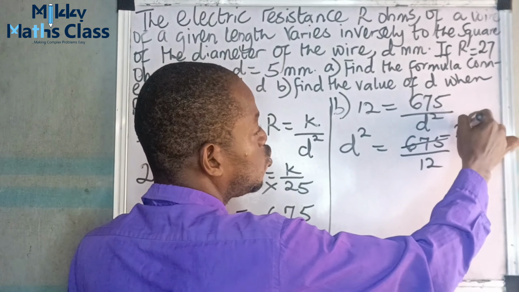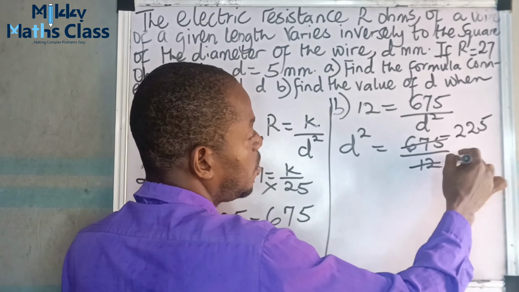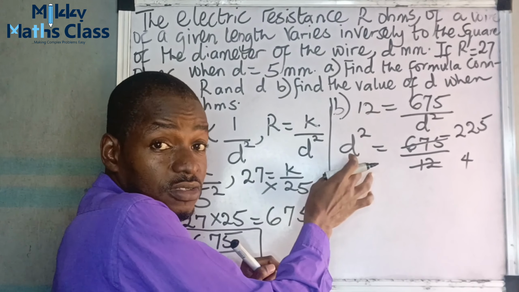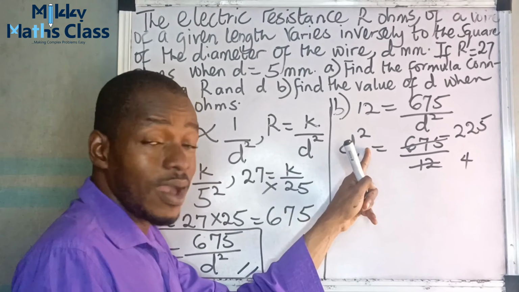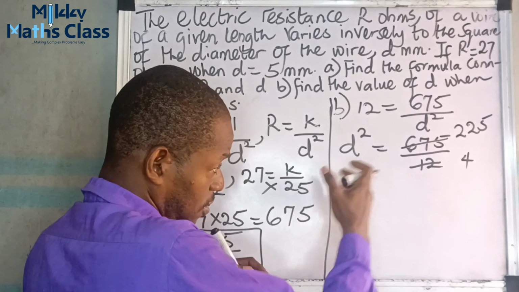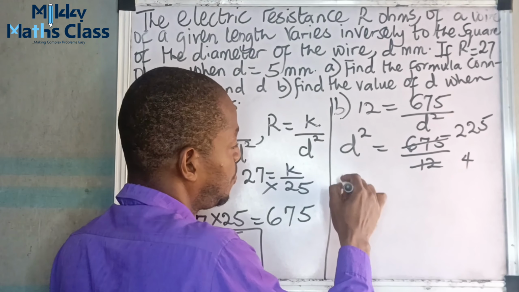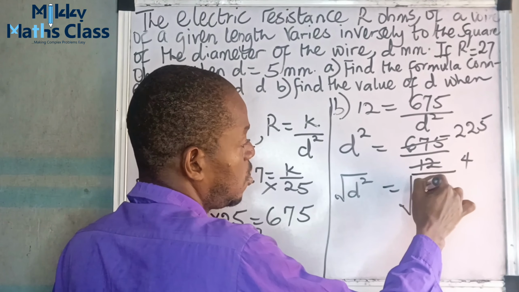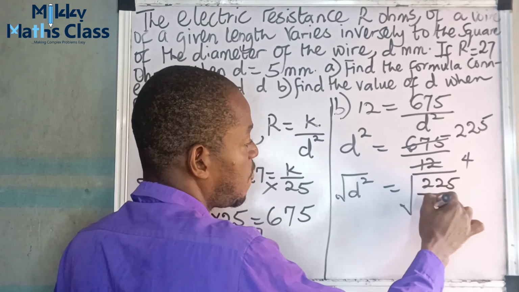All right, we can use 3 to divide. 3 here will give us 225. 3 here will give us 4. Now, we are not interested in the value of D squared. We are interested in D. To remove your square, you introduce your square root. Take the square root of both sides. So this is D squared. Square root of 225 over 4.